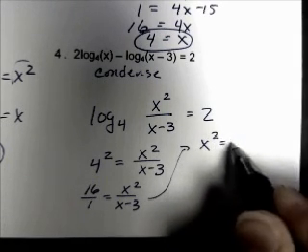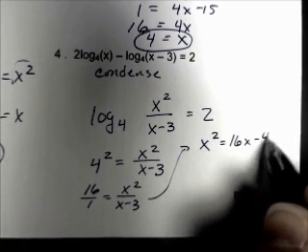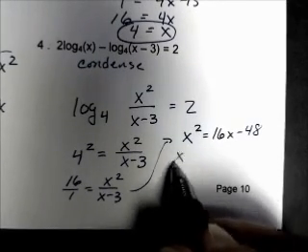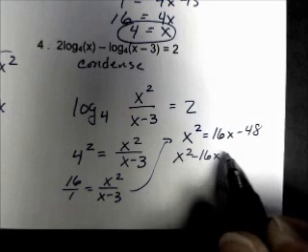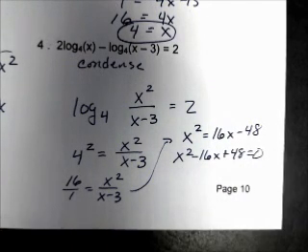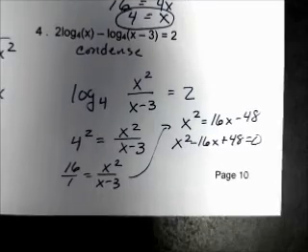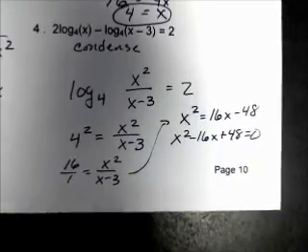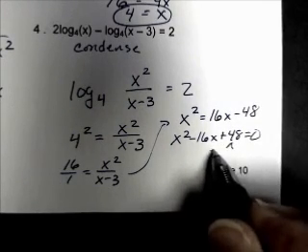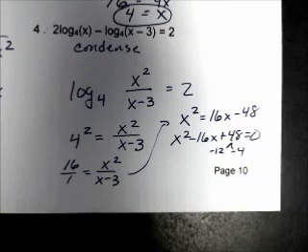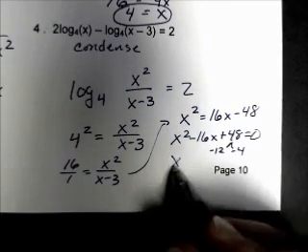x squared is equal to 16x minus 48. Standard form for this quadratic equation. Running out of room here. Factors of 48 that add to negative 16 are negative 12 and negative 4, excuse me. So it would be (x minus 12) times (x minus 4) would be our factors.